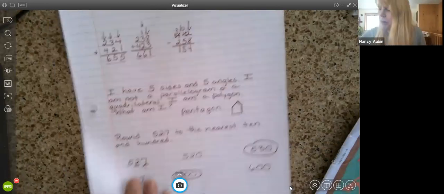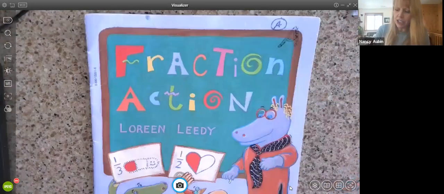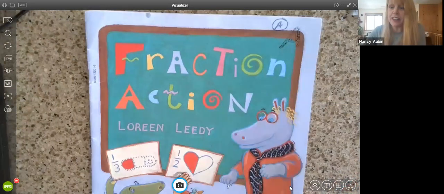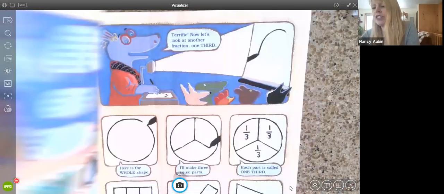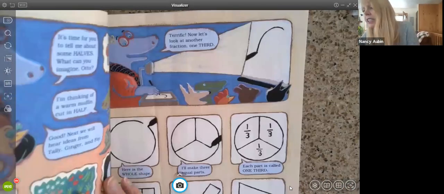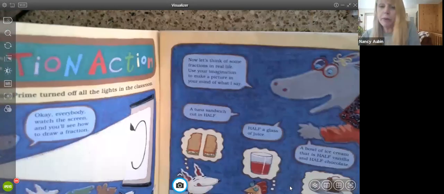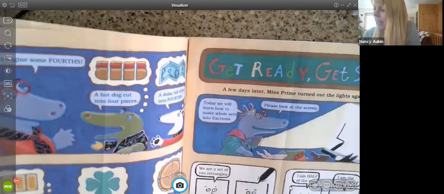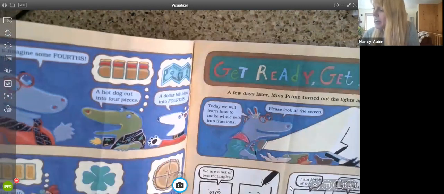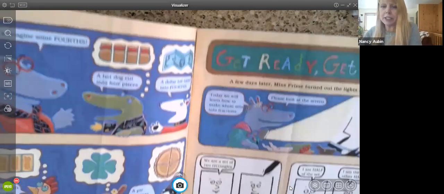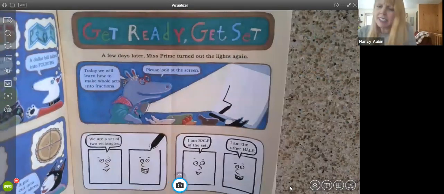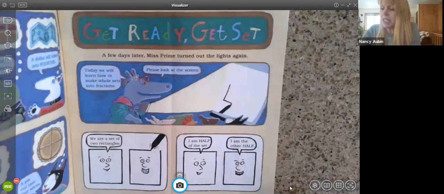So let's go ahead. I wanted to share some more of my fraction action book by Laureen Leedy. I've had some requests for that. So before we get into our actual learning target today, I'm going to read where we left off. We talked about fractions, unit fractions, and then we stopped here. I won't finish the whole thing today, but let's read a little bit more since we have some time today.